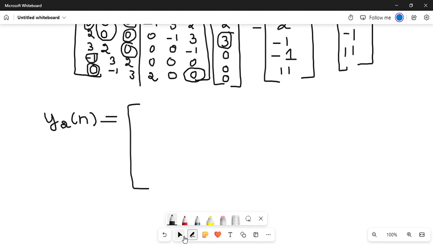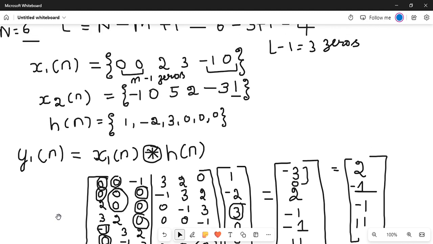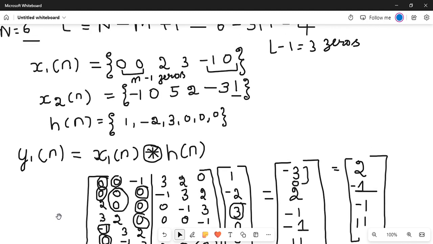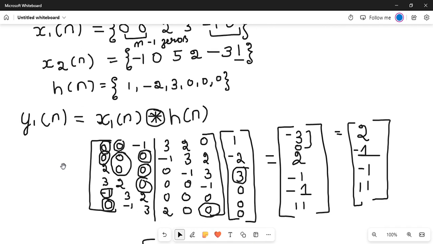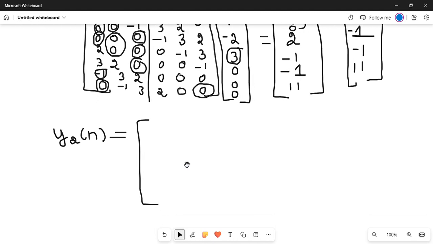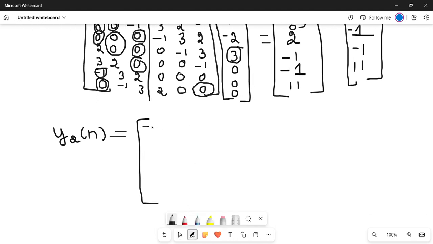Fine. So y2 of n is x2 of n into h of n. Fine. x2 of n is minus 1 0 5 2 minus 3 and 1. Let's write that. Minus 1, just a minute, I'm so sorry. Minus 1 0 5 2 minus 3 and 1.